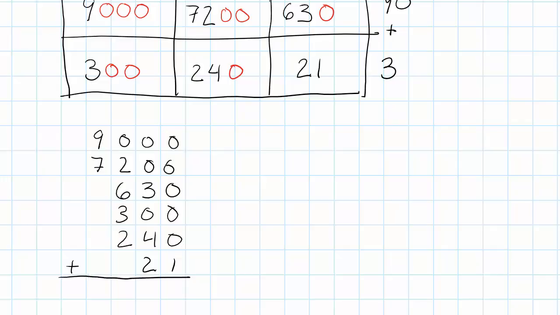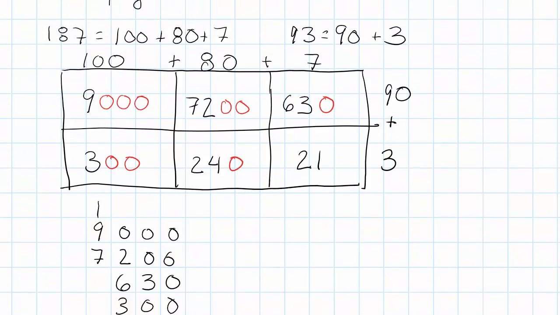Add them all up. The only digit in this column is a 1. 3 and 4 is 7, and 2 is 9. 2 and 6 is 8, and 3 is 11, and 2 is 13. Write down the 3, carry the 1. 1 and 9 is 10, and 7 is 17. 17,391.